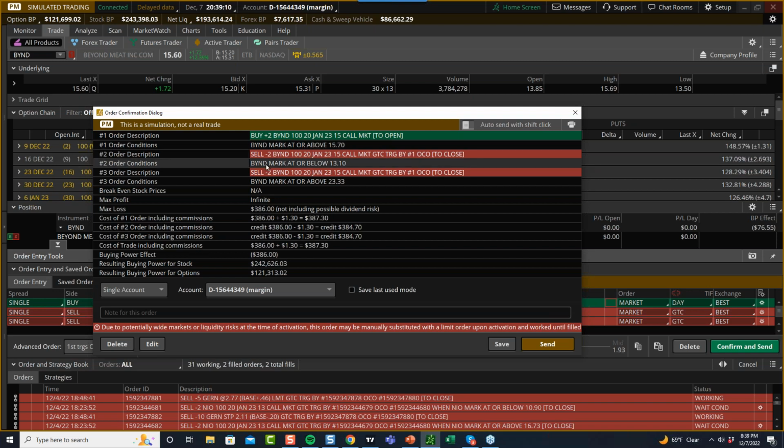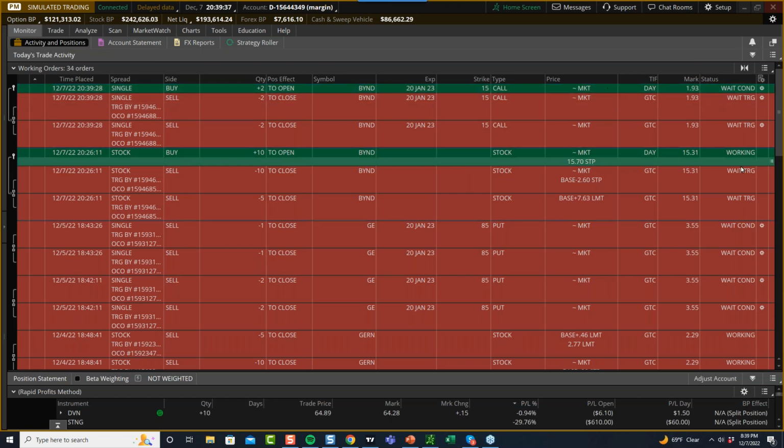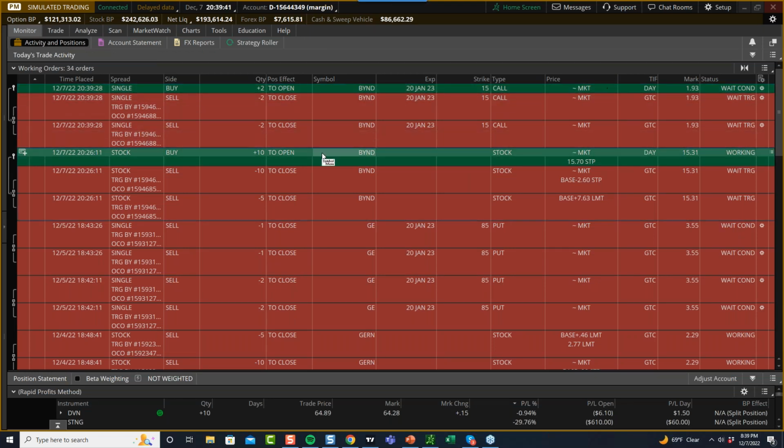And then we have our stop loss. So we're going to sell the two contracts on the condition that we mark at or below 13.10. That's the stop loss. Remember, whatever happens first, we'll cancel the other. And then we have our profit target. So now we not only have a stock trade, but we also have a fully protected working order on Beyond Meat. So same look and feel, except one's an option trade, one's a stock only trade.